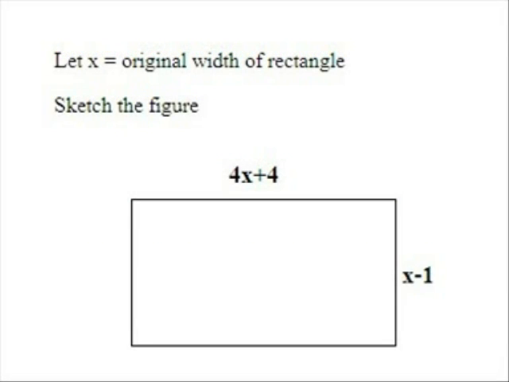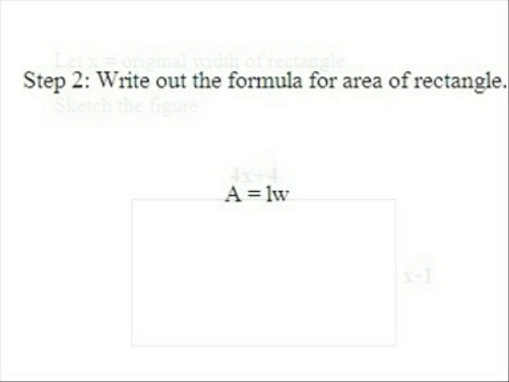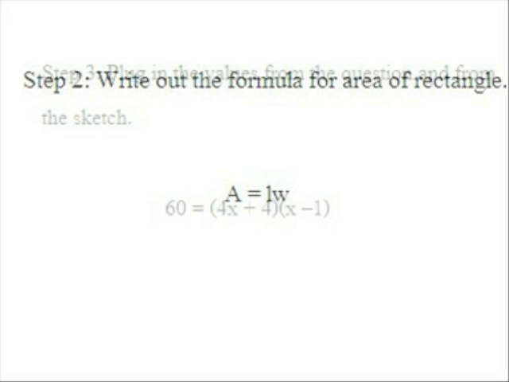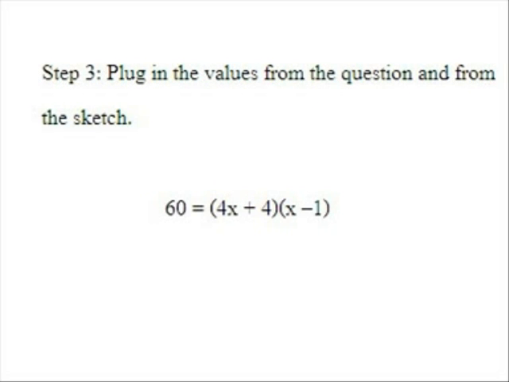Step 1. Assign variables. Let x equal the original width of the rectangle. Sketch the figure as follows. Step 2. Write out the formula for area of the rectangle. Area equals length times width. Step 3. Plug in values from the question and from the sketch. Multiply values for length and width together to equal the original 60 square feet given in the problem.